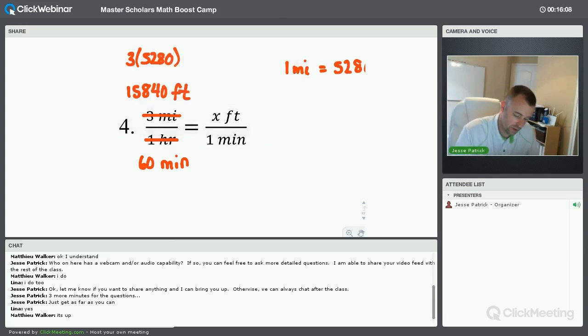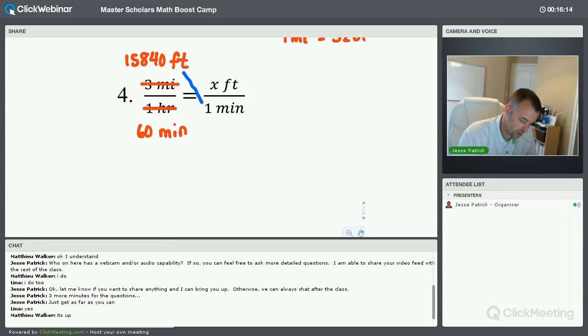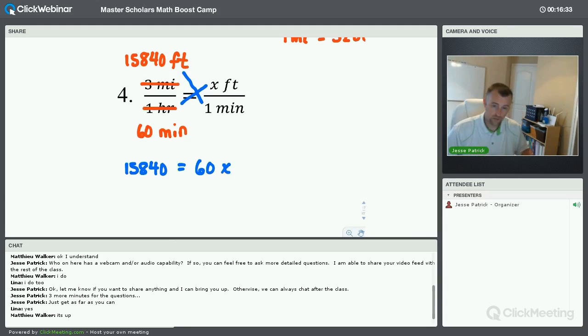So now that we have the units the same, we're going to cross multiply here. So 15,840 times 1 is 15,840. Don't worry about the units at this point. As long as the units match up, we're okay. So they match up, and I'm not going to worry about them now. Here I have 60 times x, not 1, I crossed that out. So that's going to equal 60x. So I have 15,840 equals 60x.